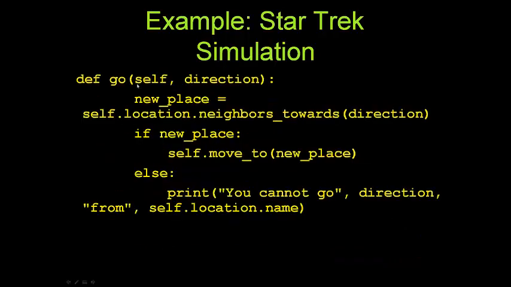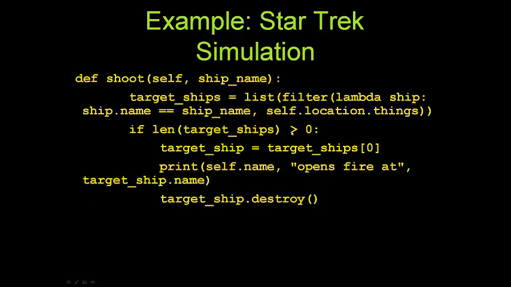Okay, suppose you go in a direction. You want to go in a certain direction. Basically, from your current location, you check the neighbors towards the direction, and it's a new place. If this is not None, you move to the new place. Otherwise, you say you cannot go there.